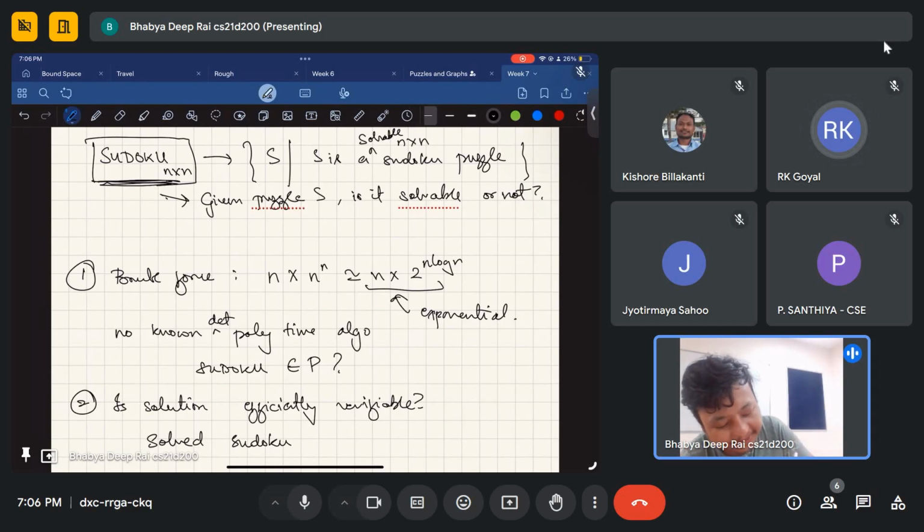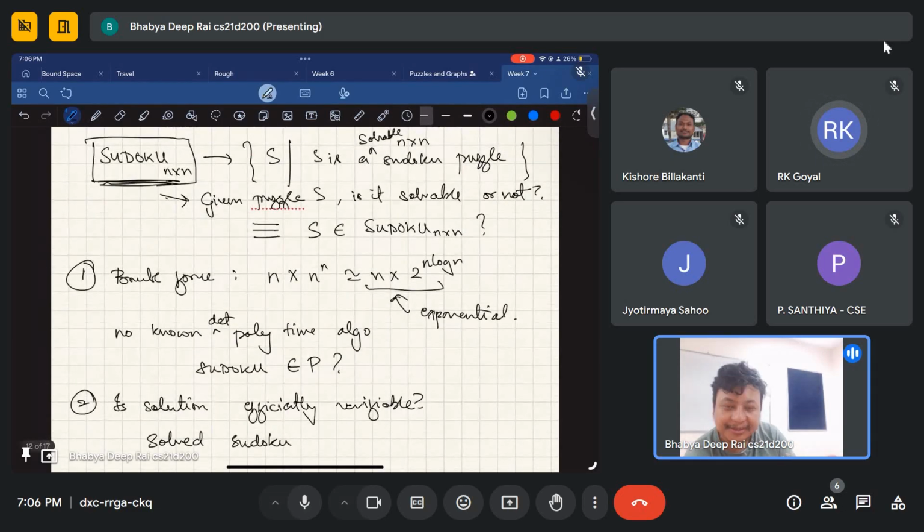Which is equivalent to saying, does S belong to Sudoku n cross n or not? I'm just saying that membership in a language is same as solving a problem, I mean, deciding whether yes or no answer to the problem.